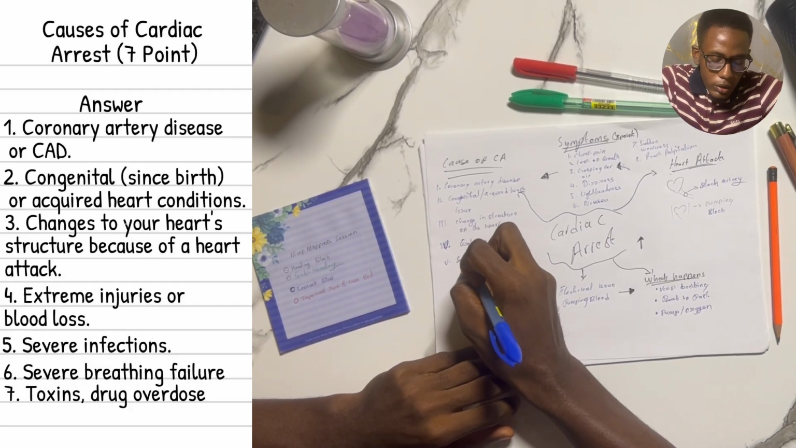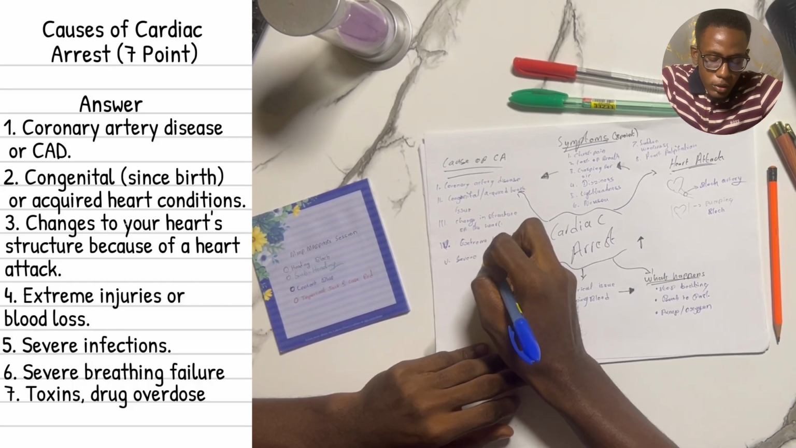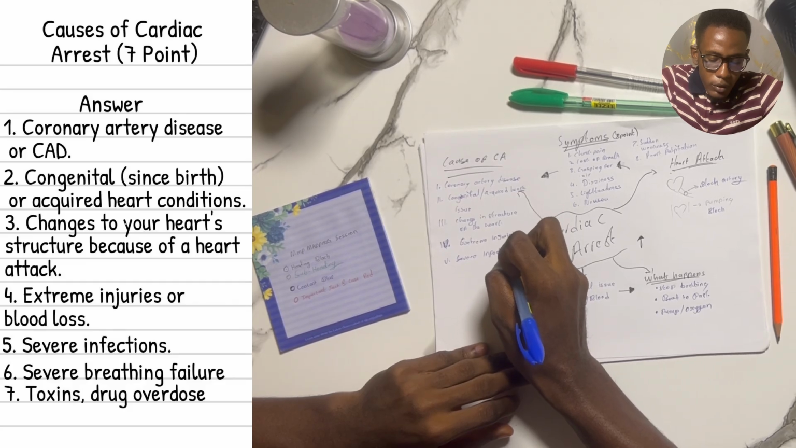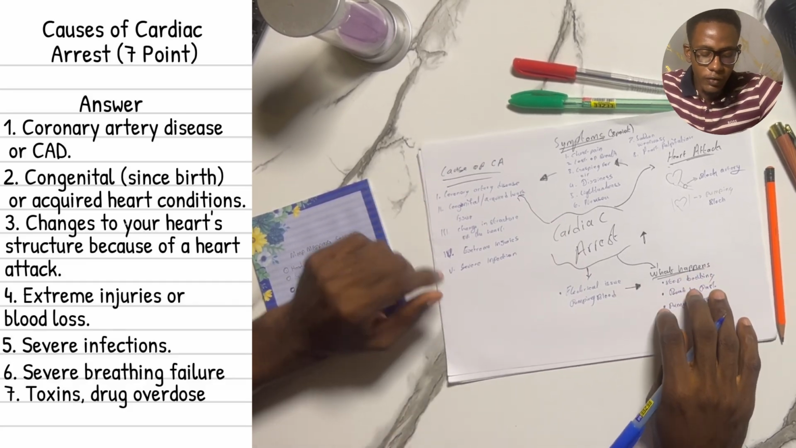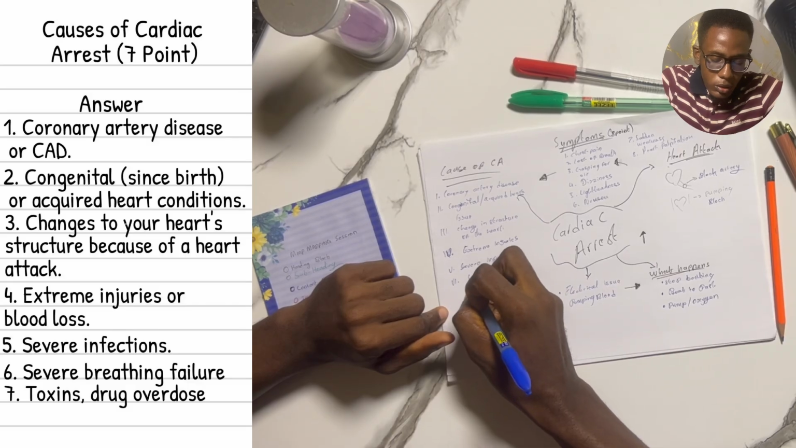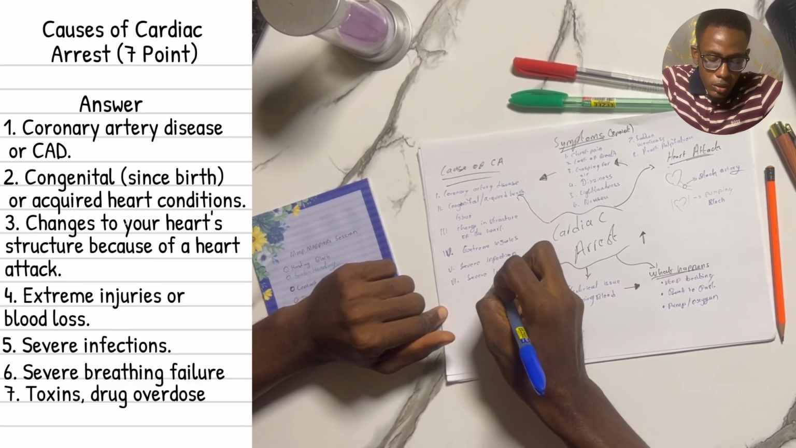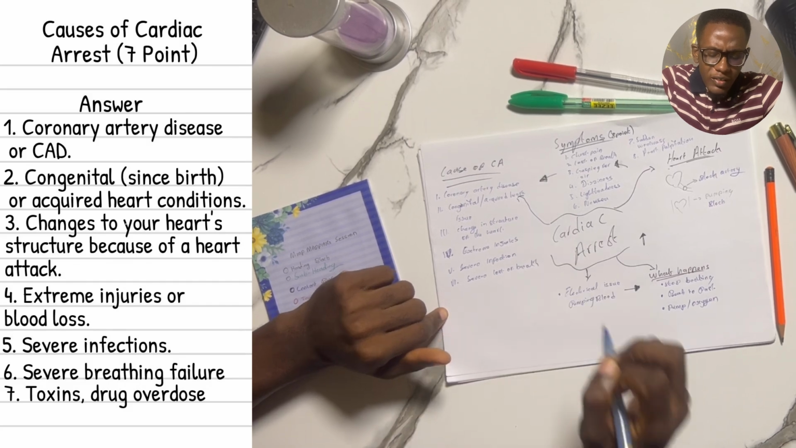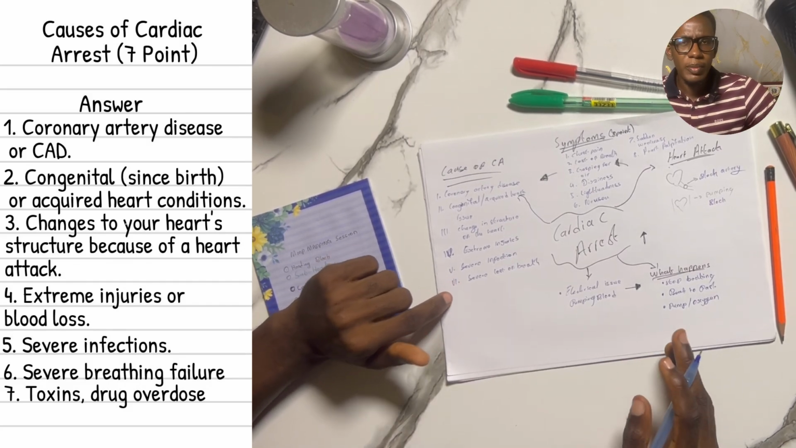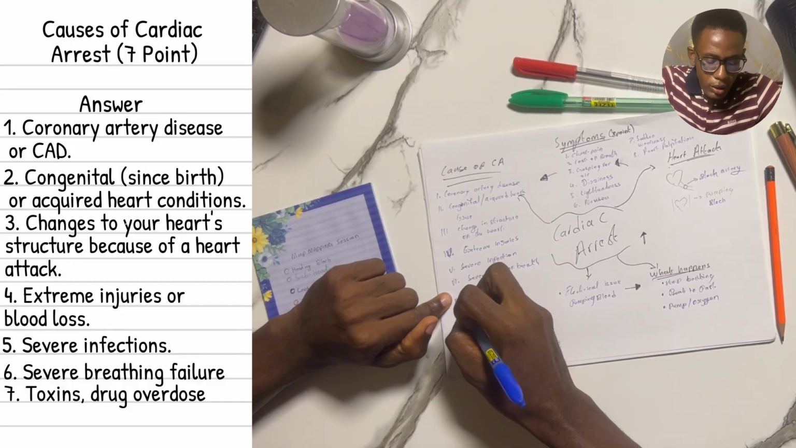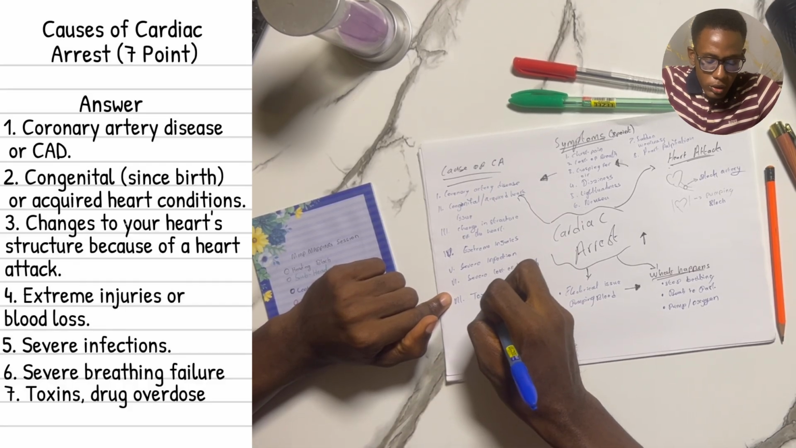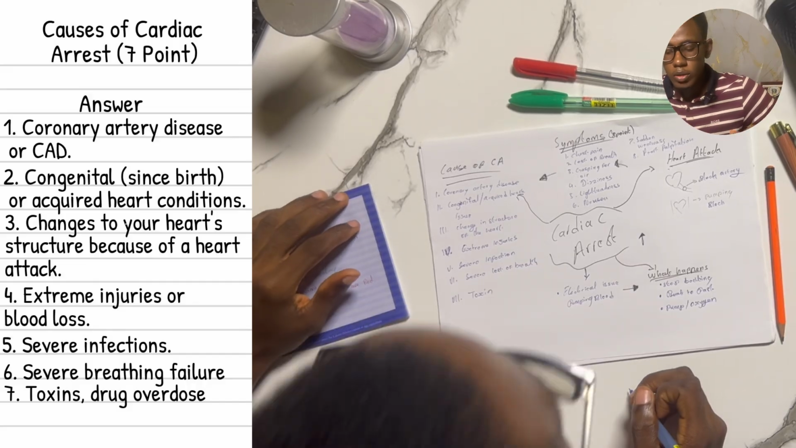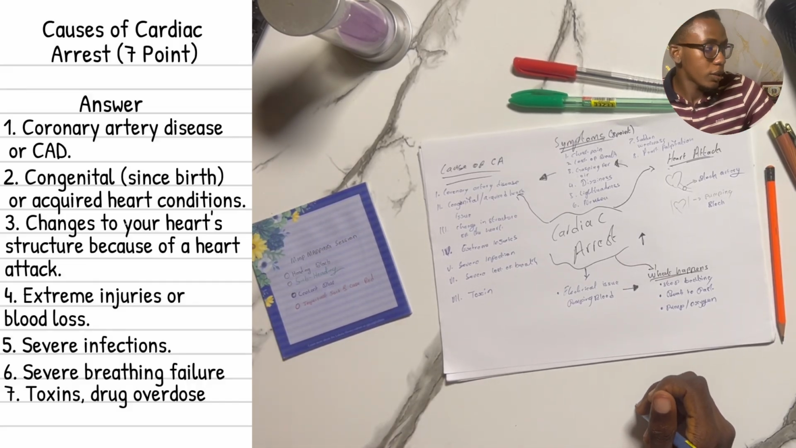The fifth one is severe infection. Sixth, I think it's either severe loss of breath or severe breathing. That's six. And then seven is toxins. Drugs, toxins that are not good for the heart.